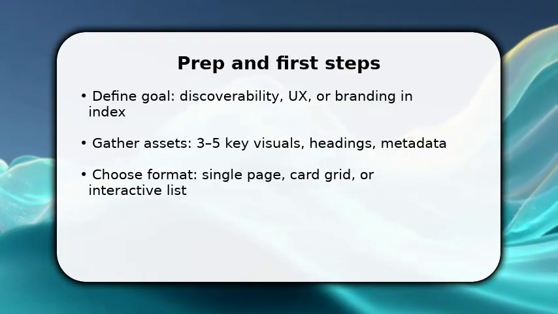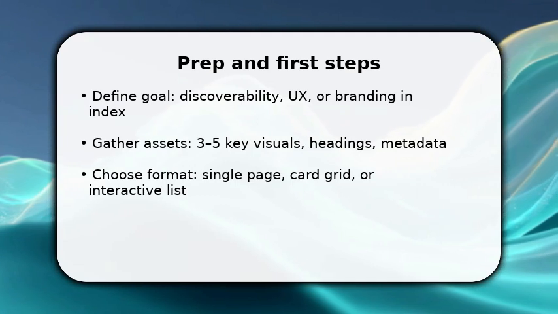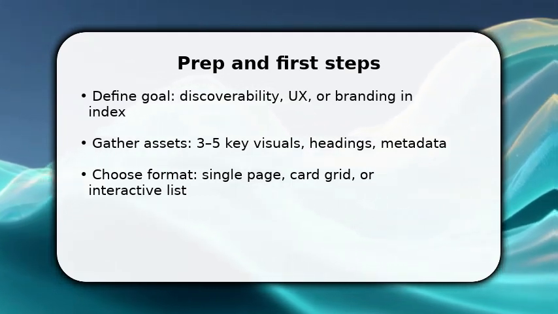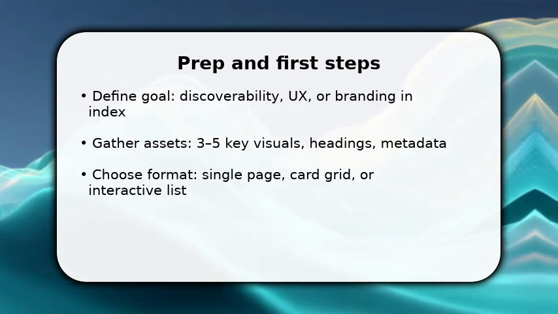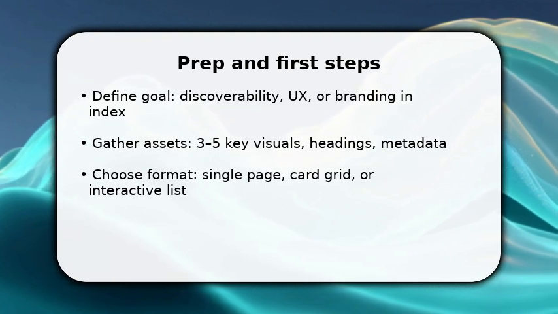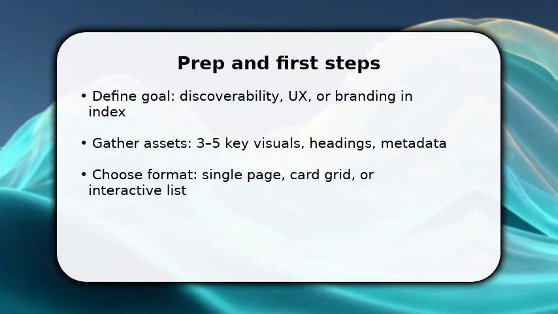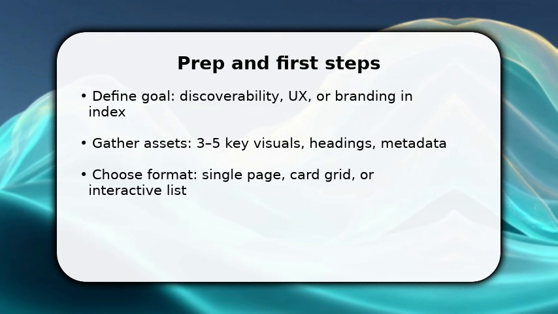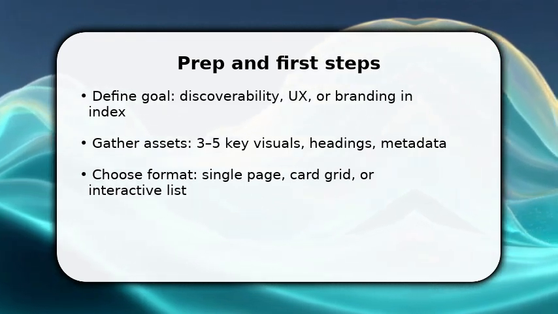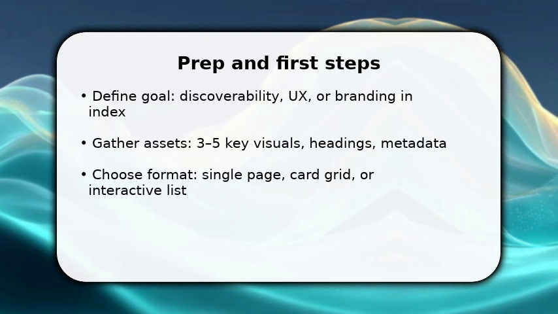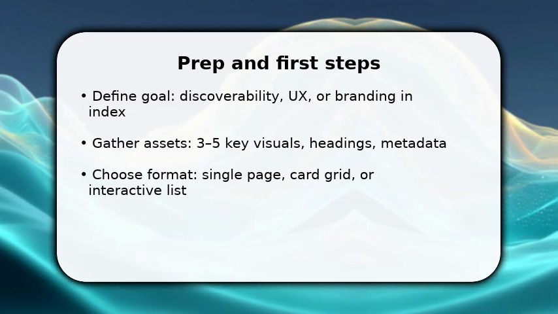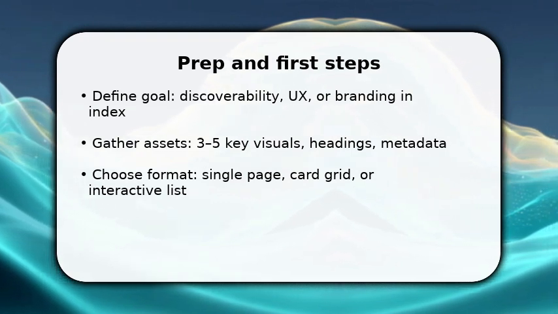You start by clarifying the goal for your index and why it must be creative. This shapes every choice. Once done, collect 3-5 visuals, concise headings, and metadata so you can iterate quickly. Make sure to pick a format now: single page, card grid, or interactive list, because your layout dictates navigation patterns. You'll also set naming conventions and a simple color palette. These small constraints speed creative decisions and keep the index consistent as you build the first prototype.